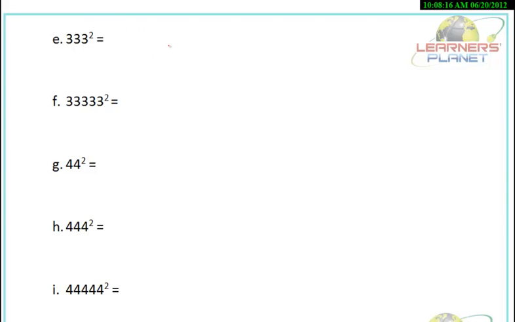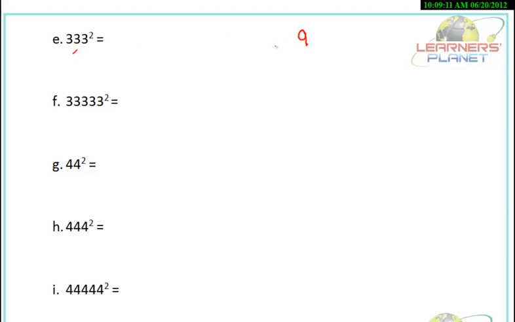Now let's do the square of 333. Let's begin. The square of 3 is 9, and there are three 3s in this number. So we'll be counting the table of 9 up to 3 terms.